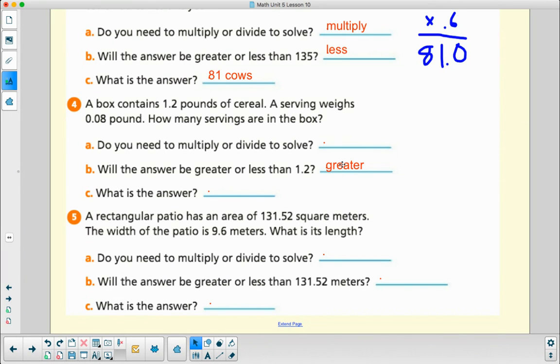So am I going to multiply or divide? Well, when I serve cereal into equal servings of 8/10, I'm dividing the 1 2/10 pounds into groups of 8/10. So I need to divide, don't I? So what does our answer get? Remember, it should be greater than 1 2/10. It is. It's 15 servings. Let's take a look at it.